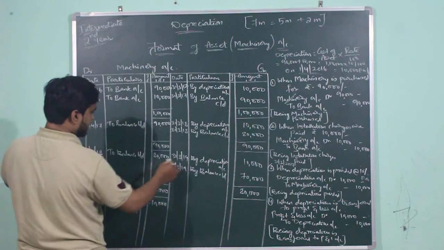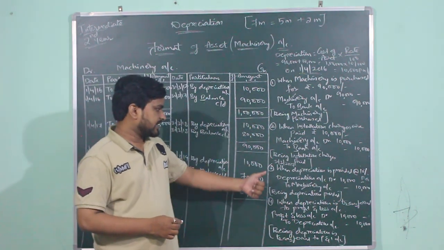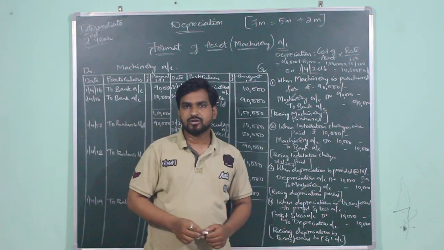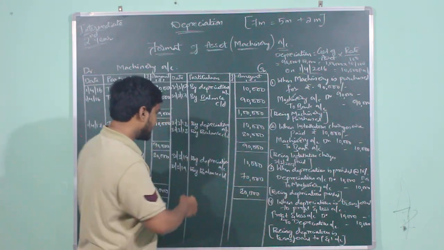So at the end of the third year, again the business will be providing depreciation on its asset. Again the journal entry will be depreciation account debit to machinery account. So as we are preparing machinery account, we are not going to write the name of the machinery account. So we will be writing it as by depreciation 10,000.